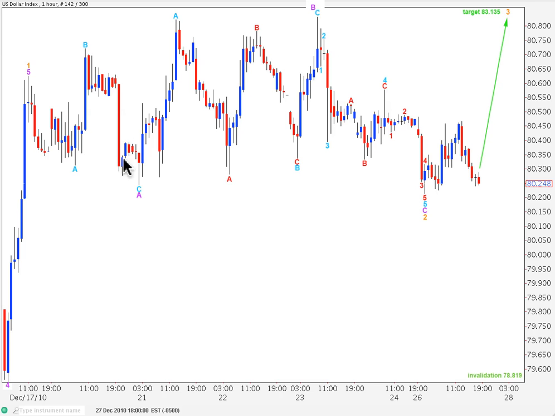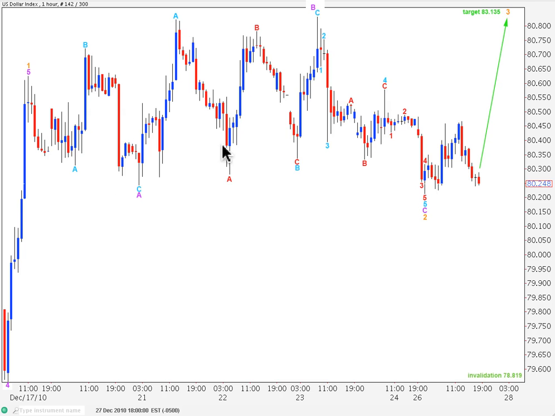We've got a 3-wave structure for A, which is itself an expanded flat. Wave B within it is a 131% correction of A, and wave C here, a nice 5-wave structure, is just 0.027 short of 1.618 the length of A, so pretty typical expanded flat for wave A there.